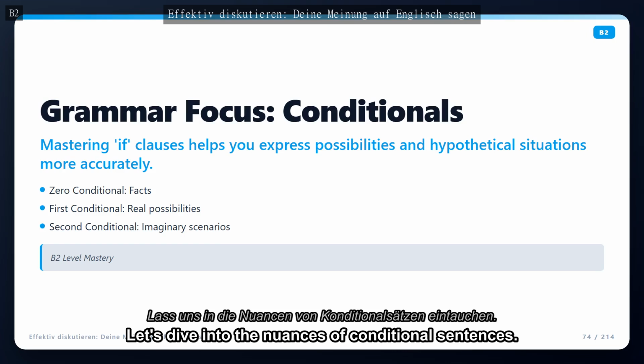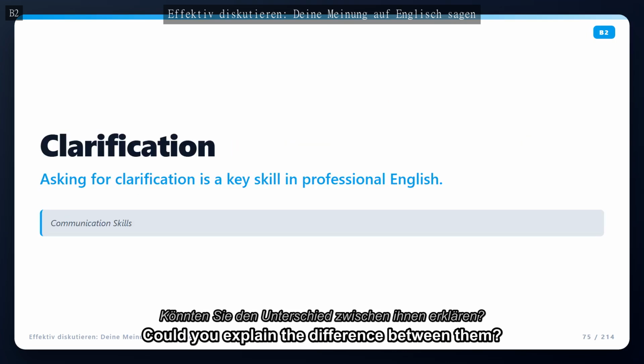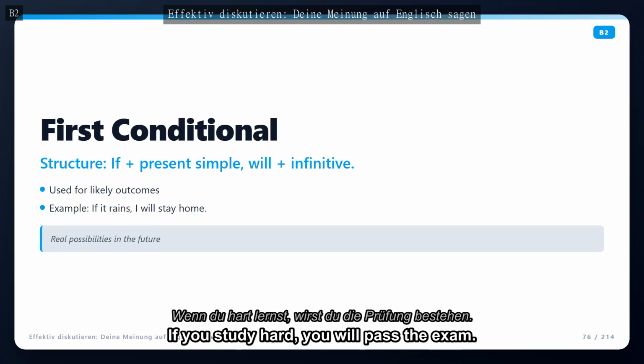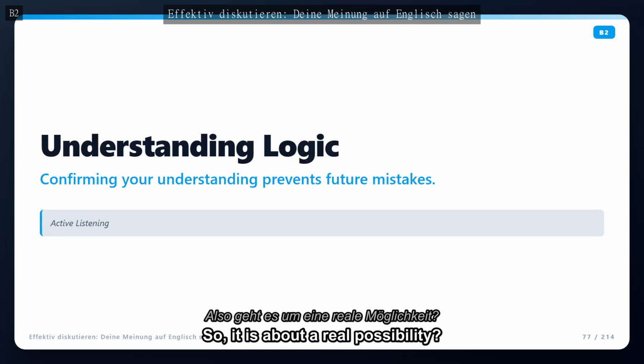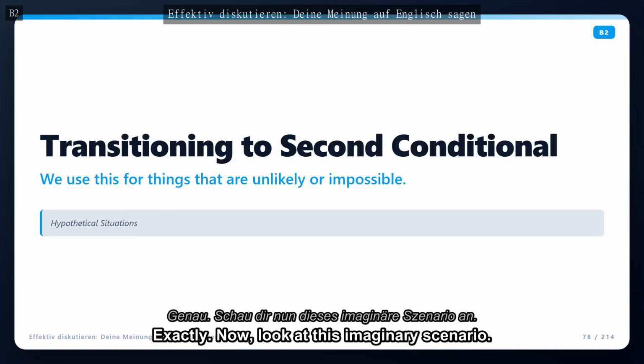Let's dive into the nuances of conditional sentences. Could you explain the difference between them? If you study hard, you will pass the exam. So, it is about a real possibility? Exactly. Now, look at this imaginary scenario.